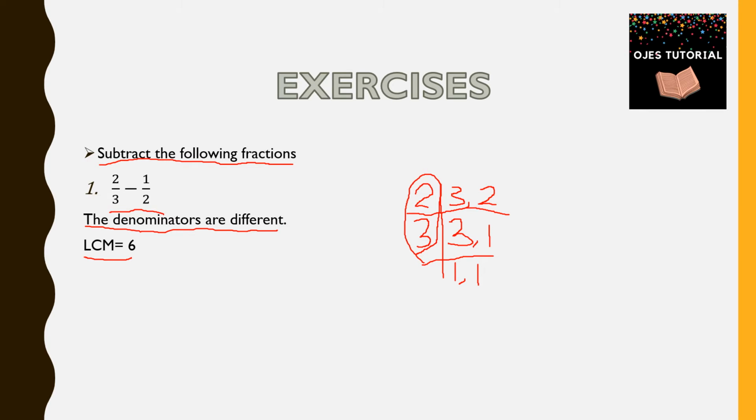So what we'll do, we'll multiply 2 by 3. 2 multiplied by 3 equals 6. So that is why the LCM is 6.